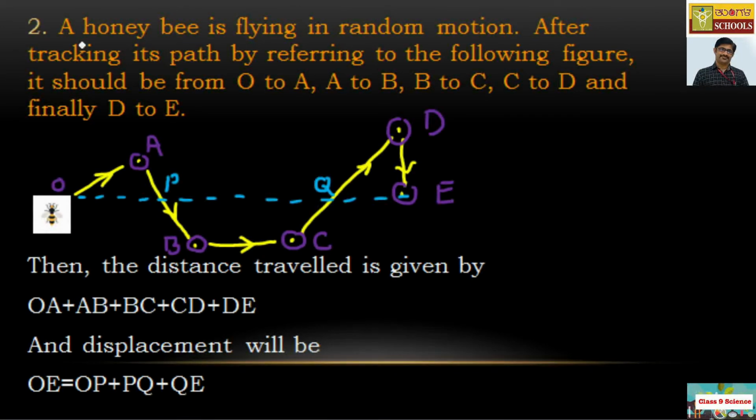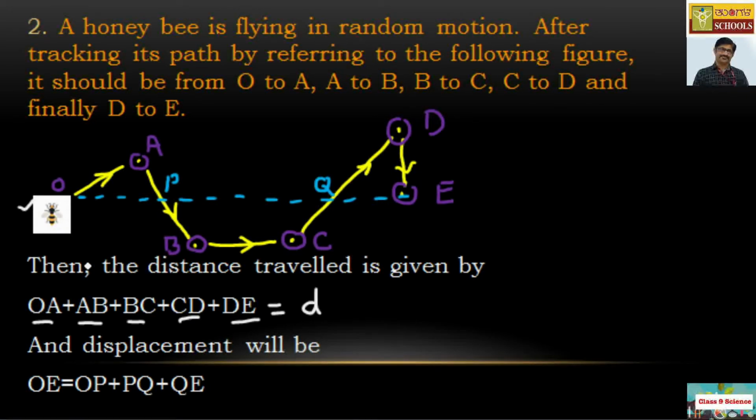Let us take the second illustration. A honeybee is flying in random motion. After tracking its path by referring to the following figure, it goes from O to A, then A to B, then B to C, C to D, and D to E respectively. Then the distance traveled by the honeybee will be the actual path covered, which is D equal to OA plus AB plus BC plus CD plus DE. OA, AB, BC, CD, and DE will be the path length or the distance traveled by the honeybee.